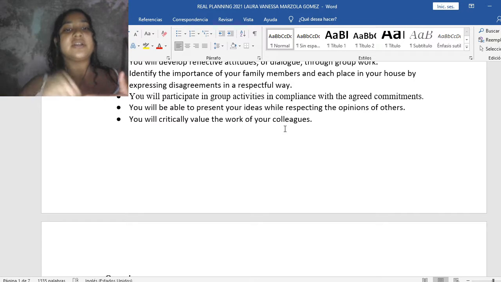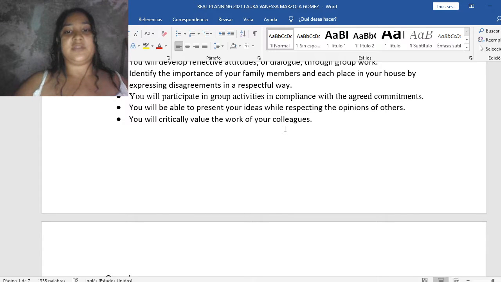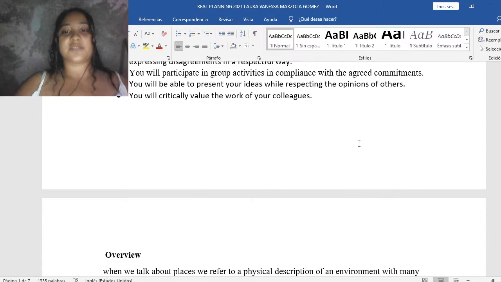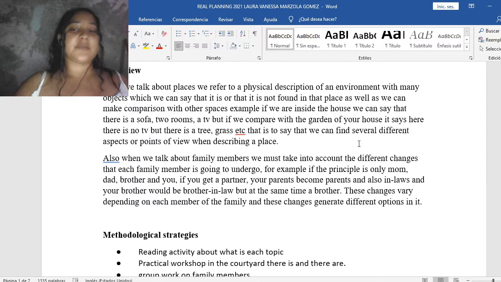You will give critical value about your colleagues or partners. The student always gives a critical value, not negative criticism, not positive criticism, that motivates or incentivizes the student to always improve their negative aspects.